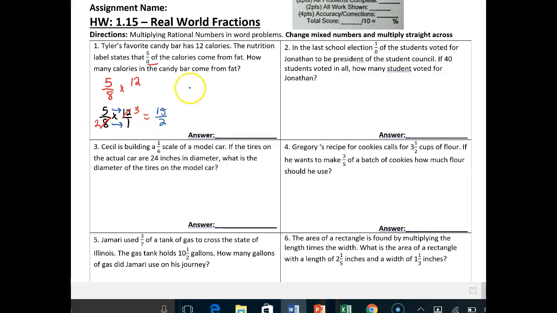It's not okay to have an improper fraction. 2 goes into 15 7 times with 1 left over. So on tonight's homework, please make sure you're putting your units down. So 7 1/2 calories come from fat. It's a lot of calories in the candy bar coming from fat. That's why we say don't eat too much candy.